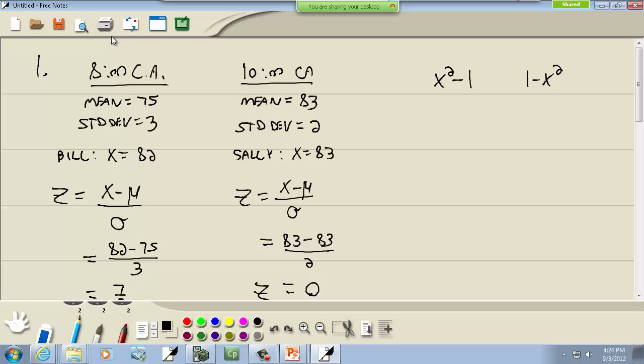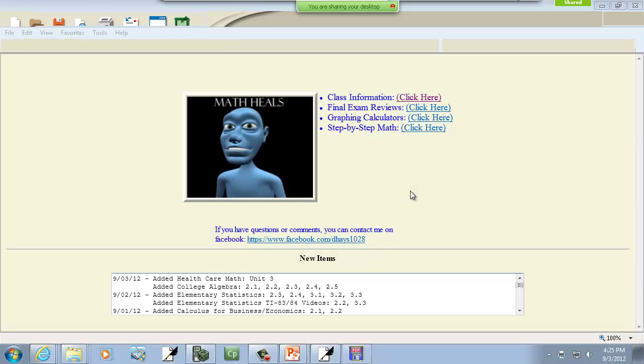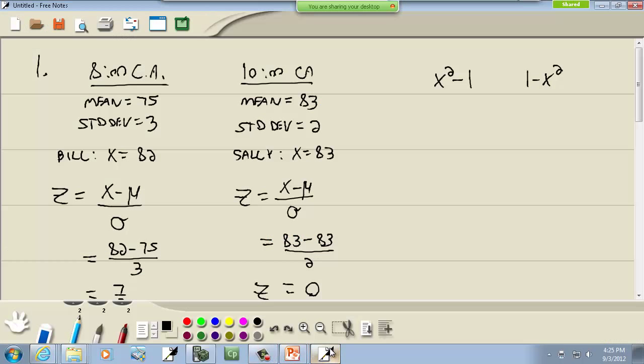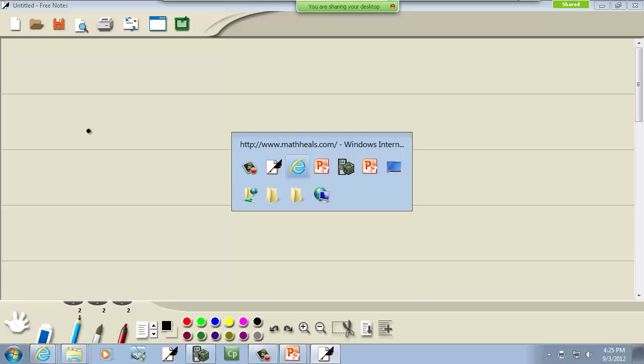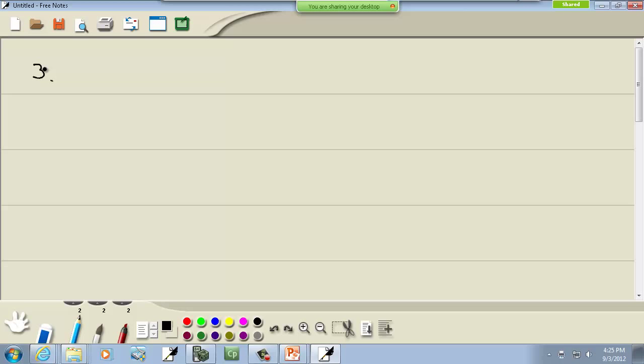Measures of position and outliers. So we got these numbers, and the instructions are to find the quartiles. So again, let's first enter these in.